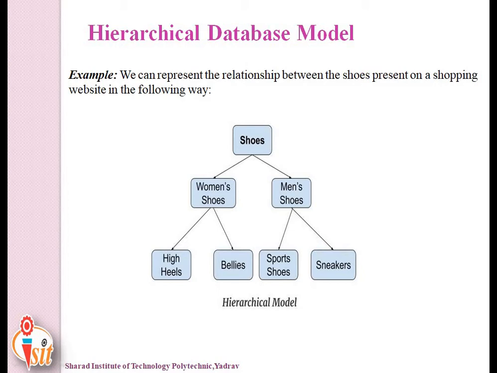In this example, if you want to go to the node sneakers, we only have one path to reach there, that is through main shoes node. In this example, the shoes node points to the two other nodes, women's shoes node and men's shoes node. There at this time we use pointers. This is all about the hierarchical database model.